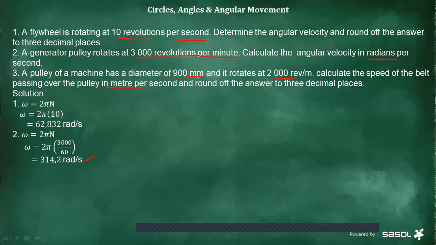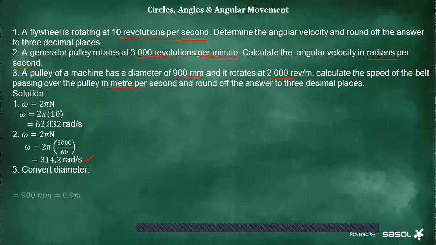And remember the answer that we are supposed to get must be in meters, not in millimeters. Then we'll have to convert first this 900 millimeter, and then secondly, it should be in per second, not per minute. But now it is given in terms of 2,000 revolutions per minute. Then we will also have to convert that. Let's see how we do that.